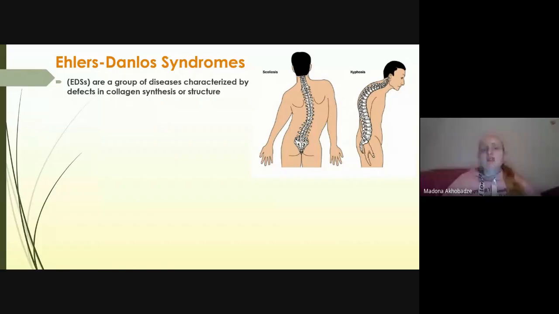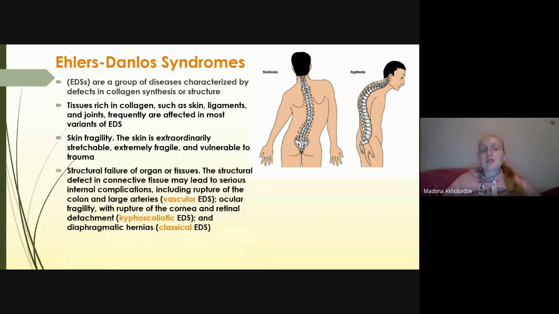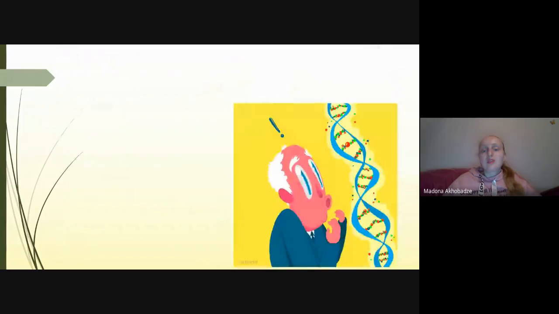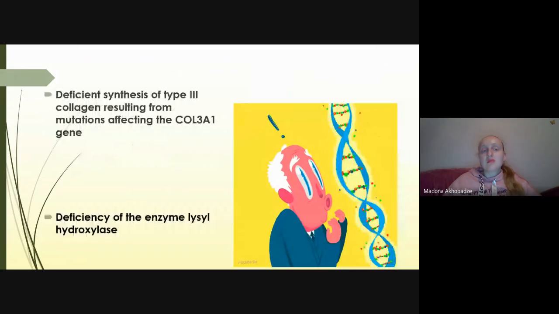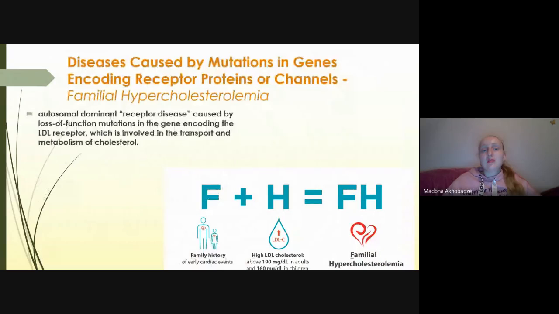another group of diseases is characterized by the defect in the collagen synthesis, and there is skin fragility. The skin is extraordinarily stretchable, extremely fragile, vulnerable to trauma, and they've got scoliosis and kyphosis together, and it's called kyphoscoliotic Ehlers-Danlos syndrome. We've got vascular Ehlers-Danlos syndrome, and classical ones with the diaphragmatic abnormalities as well. And familial hypercholesterolemia.